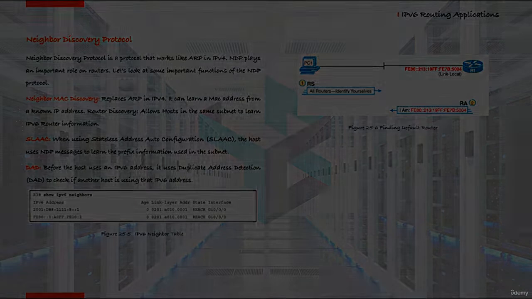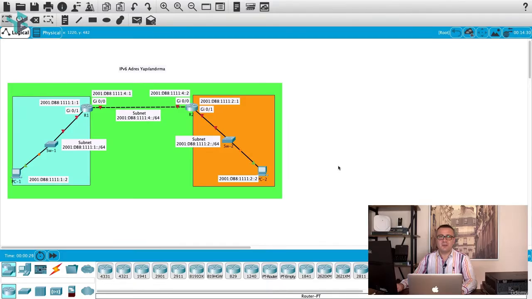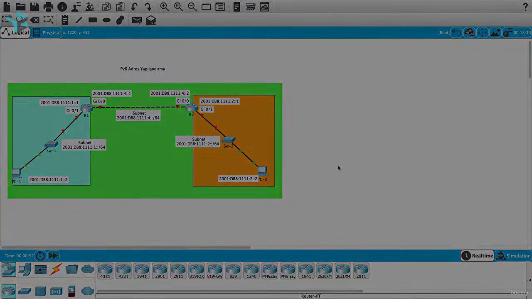Hello everyone, let's make IPv6 address configurations with you in this lesson. First, let's examine a network diagram and understand our topology, then move on to our configuration.